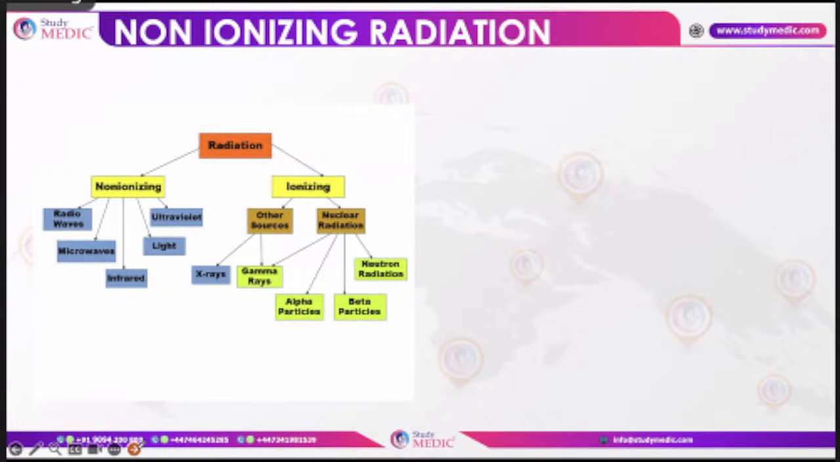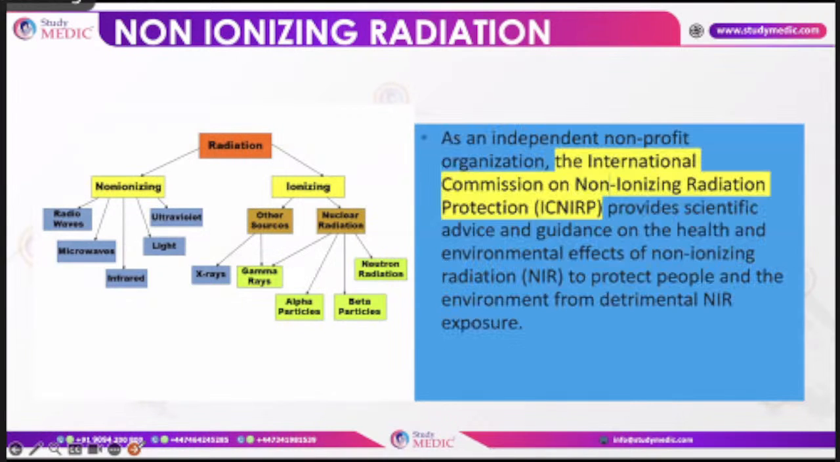Radiation can be non-ionizing or ionizing, but which is the body which controls this? You need to remember, because this comes as an SBA, that is the reason I've added it: an independent non-profit organization, the International Commission on Non-Ionizing Radiation Protection. This is the one which provides the scientific evidence on how much radiation is correct for people, and which is detrimental for the environment.